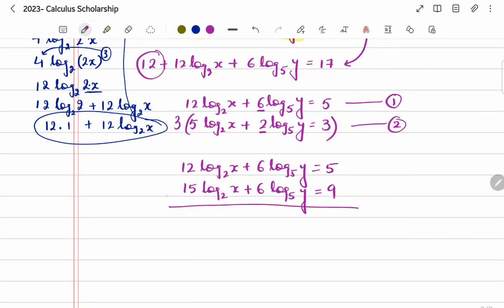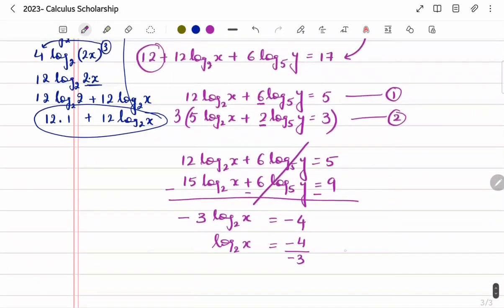Now we are going to subtract the equations, so the signs are going to change. 6 log y take away 6 log y is 0. 12 take away 15 is minus 3 log 2x, which is equal to 5 take away 9, which is minus 4. So log 2x is equal to minus 4 over minus 3. That gives us log base 2 of x is equal to 4 over 3.